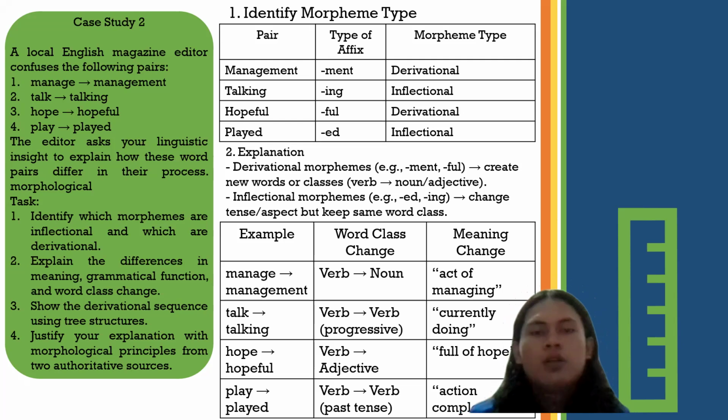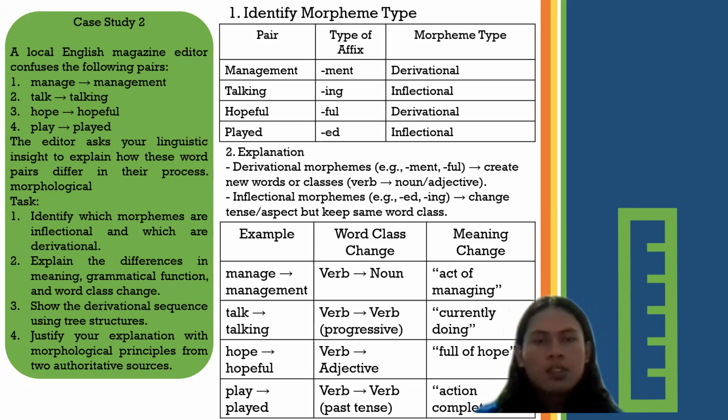Next, 2, explanation. Derivational morphemes like ment and ful create new words or classes, such as verb to noun or adjective. Next, inflection. Inflectional morphemes like ed and ing change tense or aspect but keep the same word class.